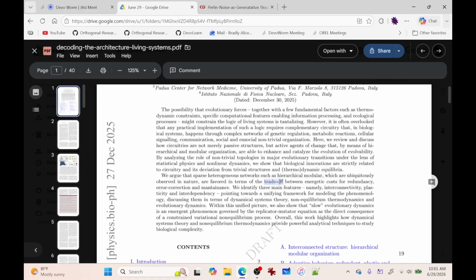There's an interesting area of evolutionary trade-offs that this fits into as well. We identify three main features. So three main features are interconnectivity, plasticity, and interdependency. So we do have plasticity in there. We also have interconnectivity, which is where things are connected together, and then interdependency, which is where one thing is dependent on another thing. So those three features point towards a unifying framework for modeling the phenomenology, discussing them in terms of dynamical systems theory, non-equilibrium thermodynamics, and evolutionary dynamics.